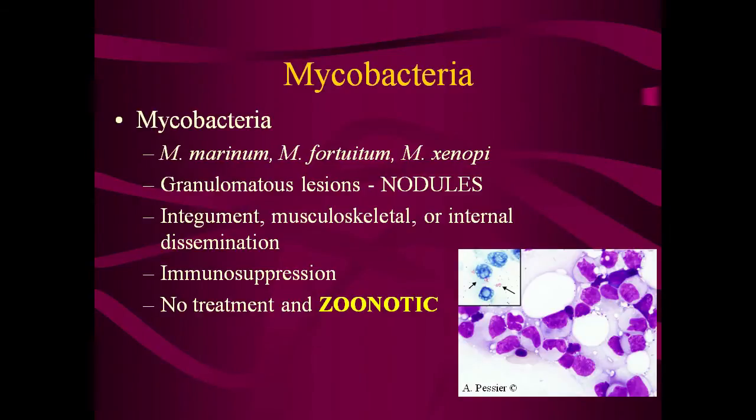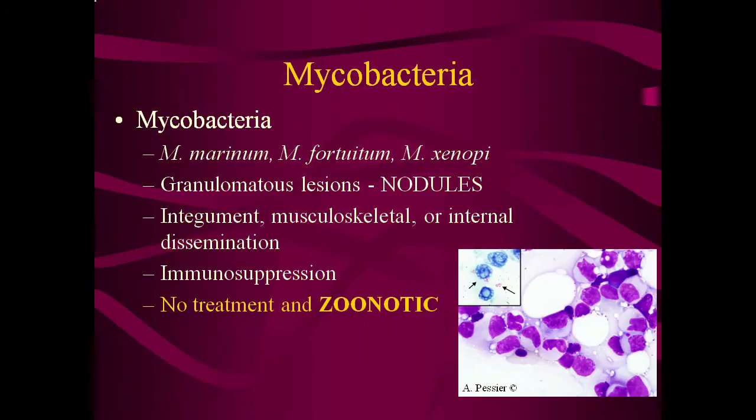Mycobacterial infections are also commonly seen. They can be caused by a number of different aquatic mycobacterial species and cause nodular lesions both internally and externally. This, again, is often a disease seen secondary to immunosuppression. Unfortunately, there is no successful treatment, and so identifying and eliminating the cause of the primary immunosuppression is key to prevention. Be aware that this disease is zoonotic.